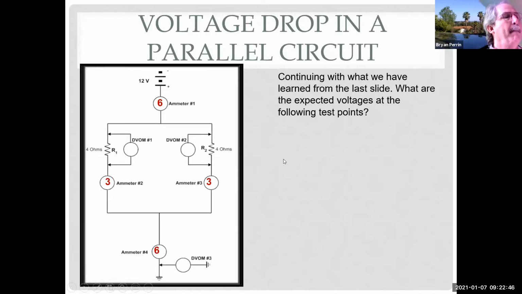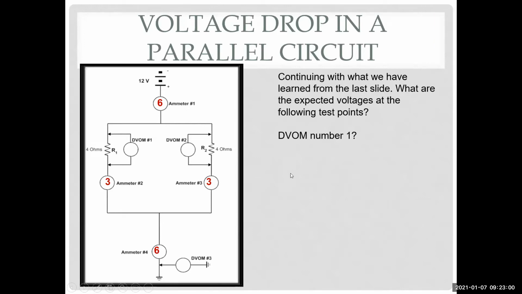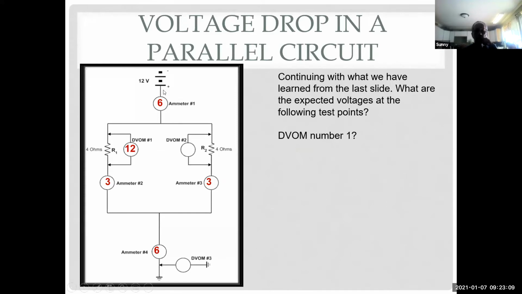So now, continue from what we learned on the last slide. What are the expected voltages at the following test points? What is DVOM number 1 going to read? 12. 12, you got it. Because I haven't used any voltage. I've come down here, and as I come to ground, I don't have another load. It's my only load. It has to use all my applied voltage. That's a series circuit rule.